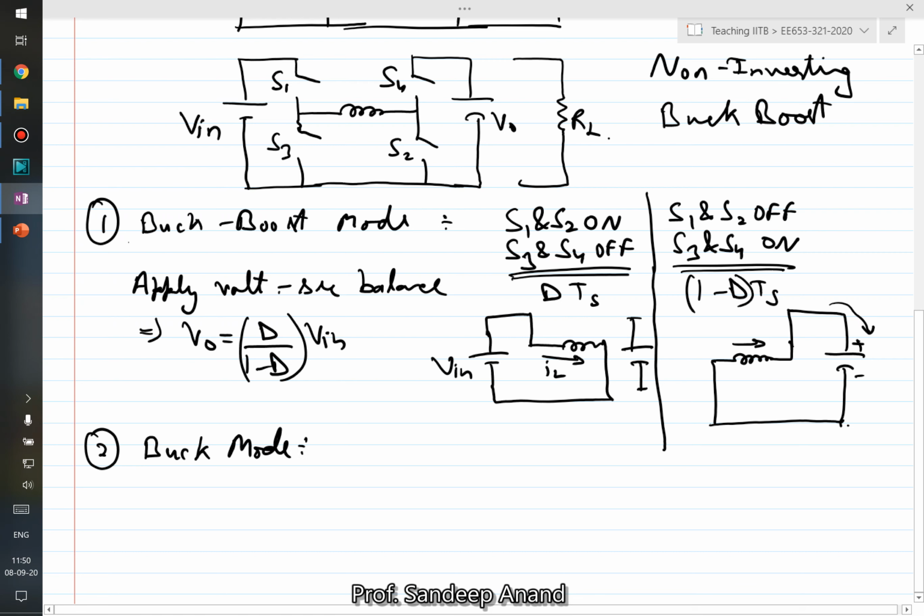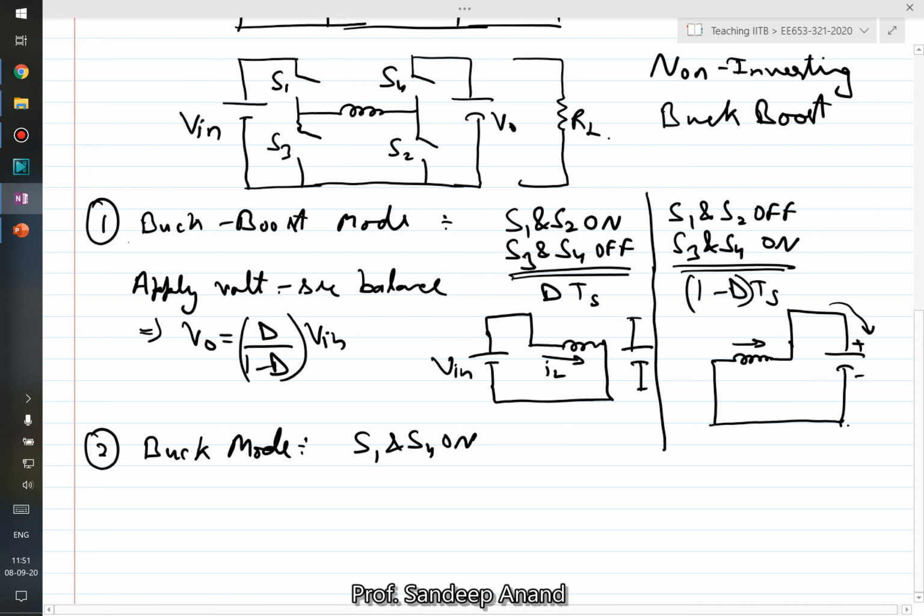For buck mode, what you can do is first turn on S1 and S4. Obviously S2 is complementary to S4 and S3 is complementary to S1. Why is that? Because both of them cannot turn on, otherwise it will short circuit either the input or the output. If you turn on S1 and S3 together, it will create a short circuit. So I'm not writing the states of S2 and S3, but it is explicit that if S1 and S4 are on, those two must be off.